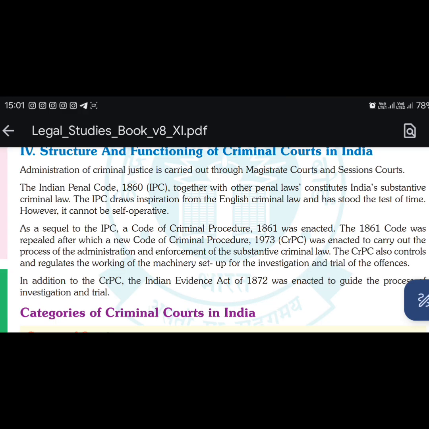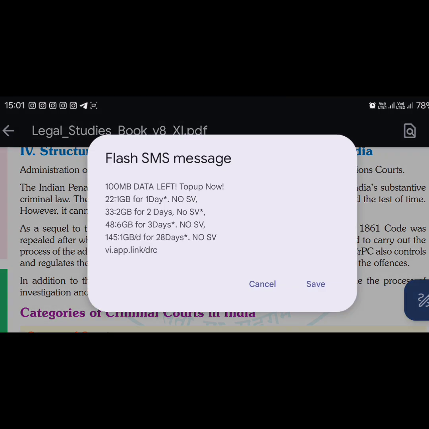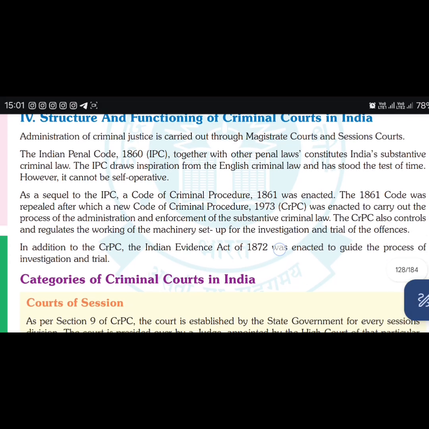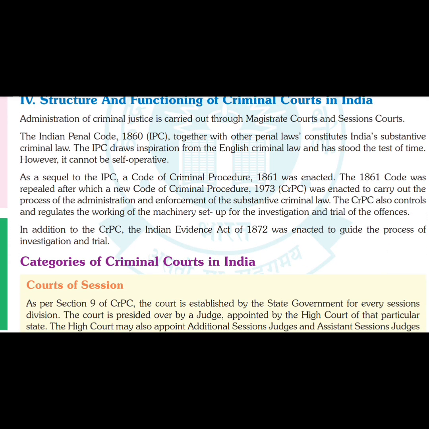Hello everybody, let's begin with the criminal codes. Last video we had done the civil codes. Administration of criminal justice is carried out through magistrate courts and sessions courts. The Indian Penal Code together with other penal laws.